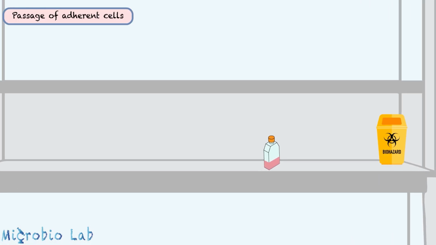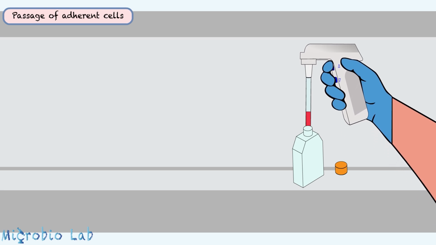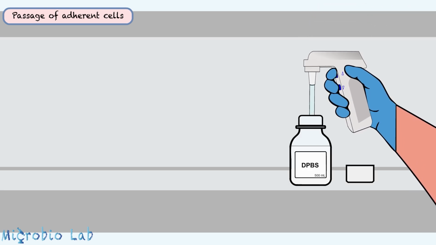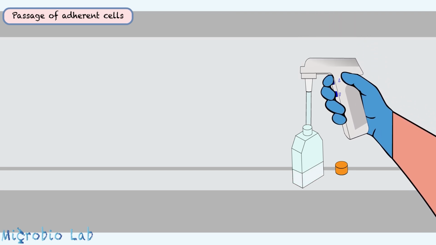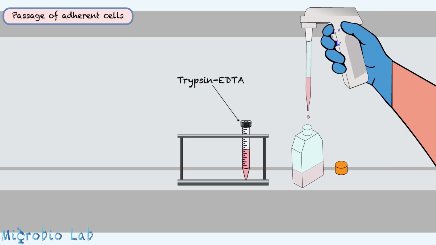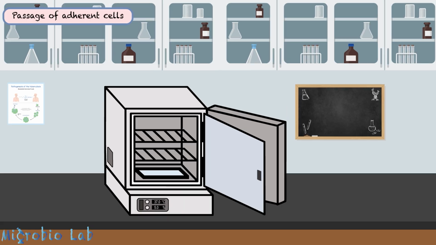To passage adherent cells, begin by carefully aspirating the spent medium without disturbing the cell monolayer. Add PBS to the flask to rinse adherent cells and to remove any residual serum that could inhibit trypsin activity. Remove the PBS. Add trypsin EDTA solution to break cell adhesion and ensure the cells are evenly coated.